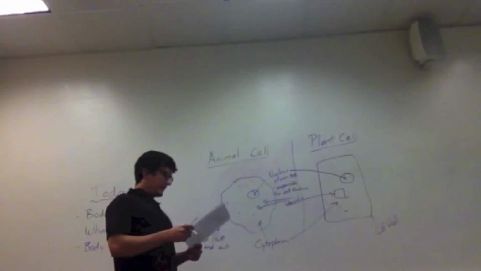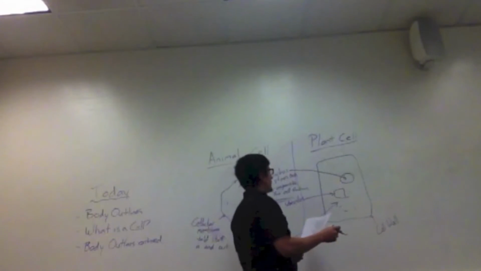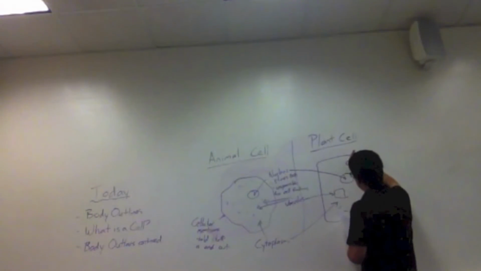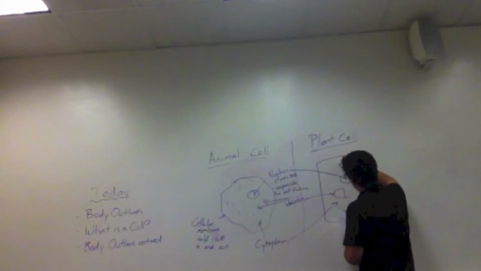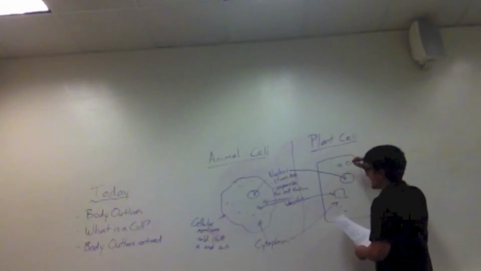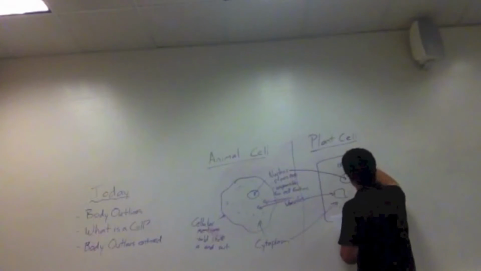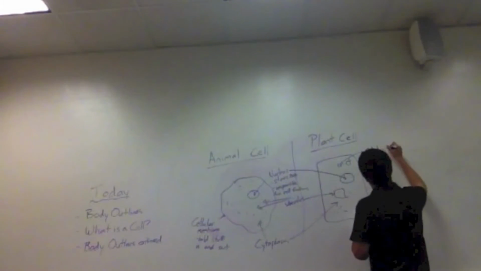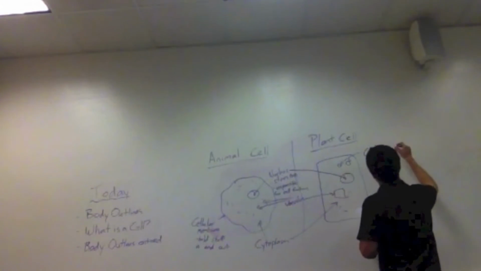Alrighty. And now we've got some things that are present in plant cells that aren't present in animal cells. And these things are called chloroplasts. They're usually green, but we only have purple right now. So we got chloroplasts right here. And this is where photosynthesis happens.